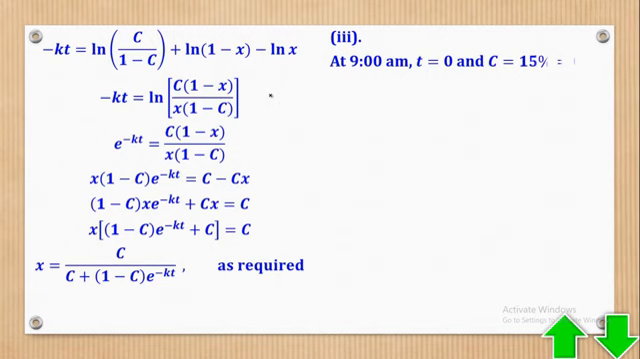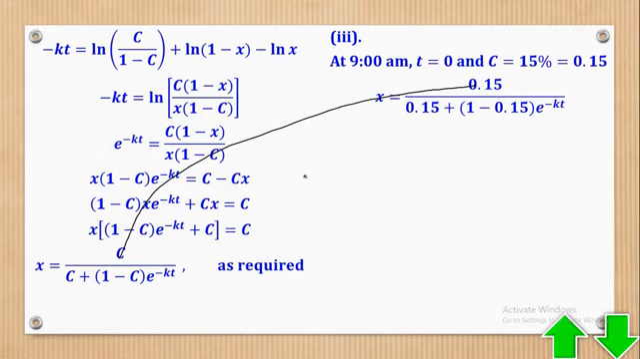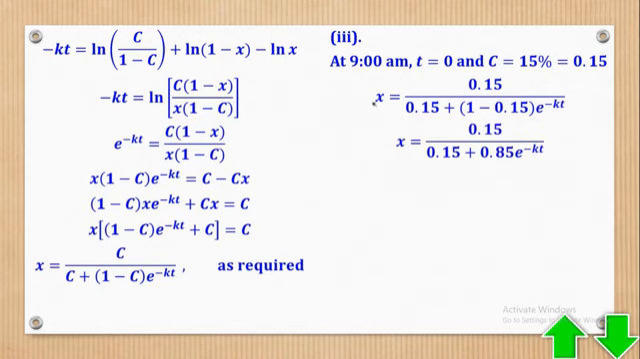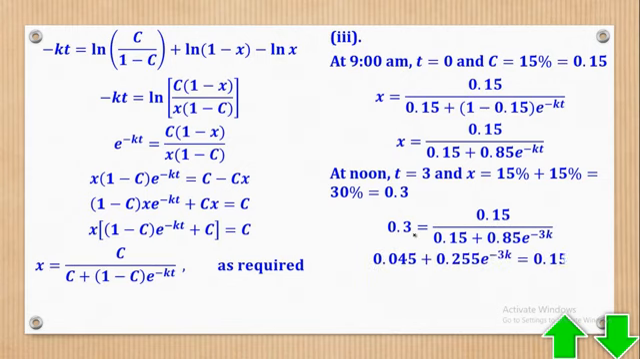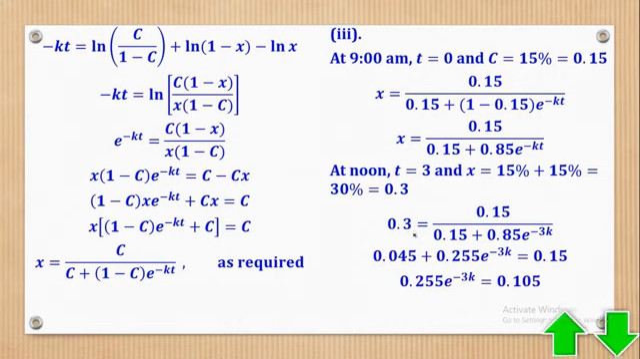So you are coming and substituting for C, which will be that. So where there is C, we shall put there 0.15. We shall not substitute for T because what we wanted is to get the value of C. And simplifying can give you that. What about at noon? At noon, T is equal to 3 and X is equal to 15 plus 15, which is 30, and that 30% is 0.3. Therefore, come and substitute for X and for T to come up with that. Then try to simplify by cross multiplying and look for a way of getting the value of K.